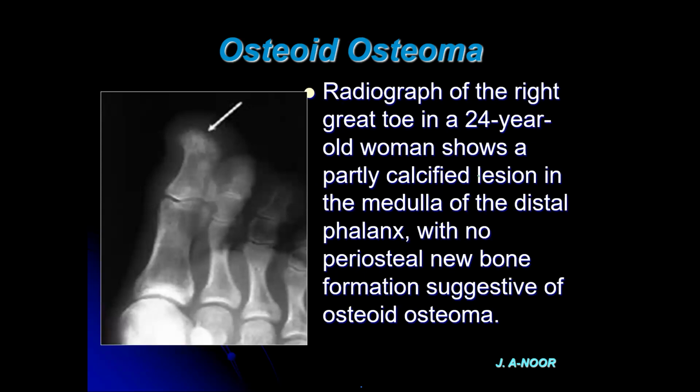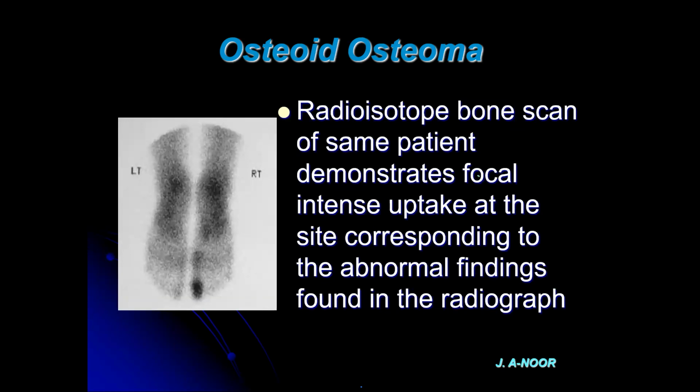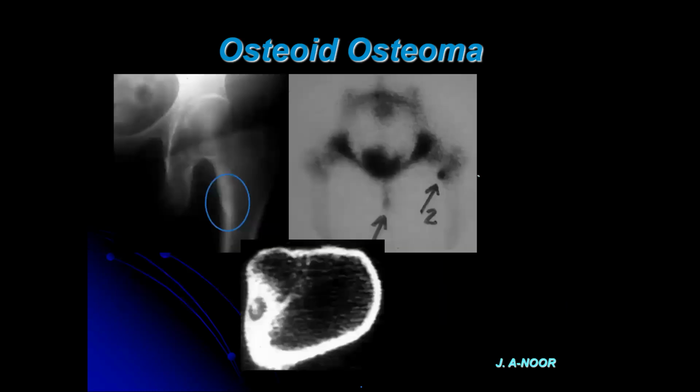This is another case at the tip of the distal phalanx of the big toe in a 24-year-old patient, and it shows sclerosis of the distal phalanx with no periosteal new bone formation, suggestive of osteoma. This shows you the radioisotope uptake in this patient, confirming the diagnosis of an osteoma, and another in the lesser trochanter showing the nidus and the sclerosis around the lesion.